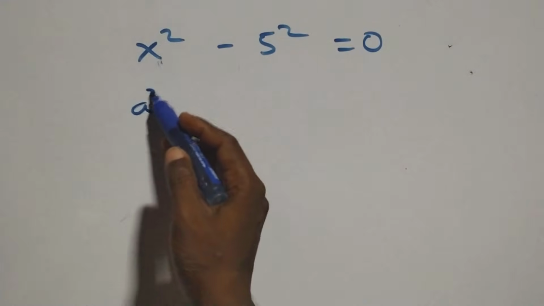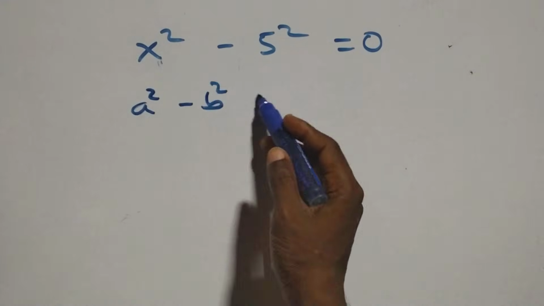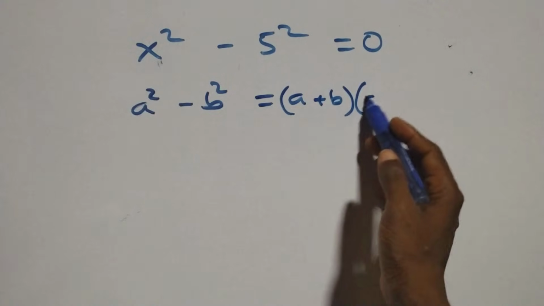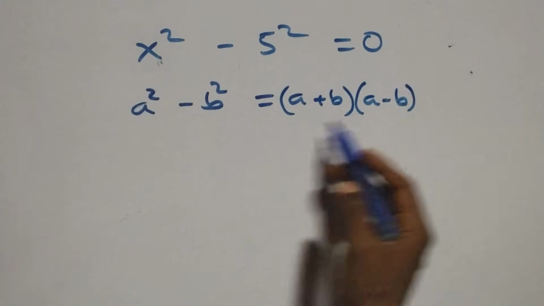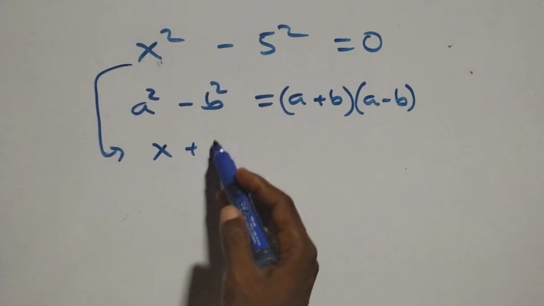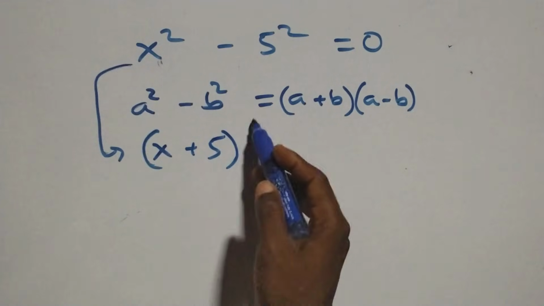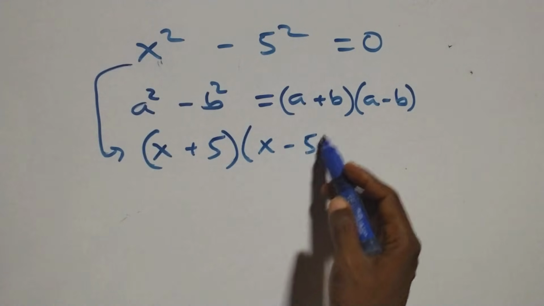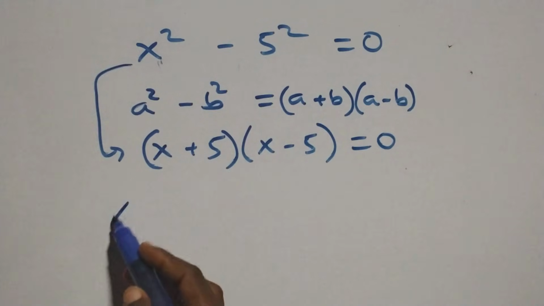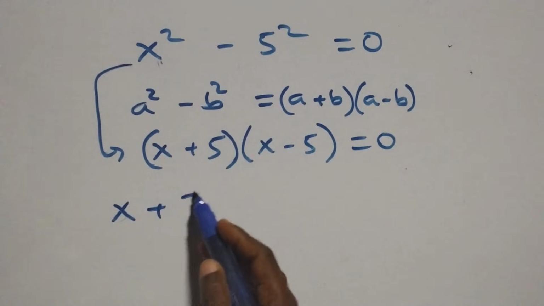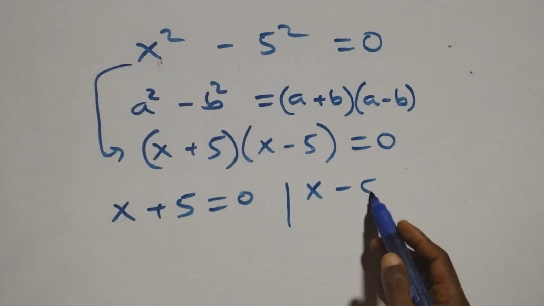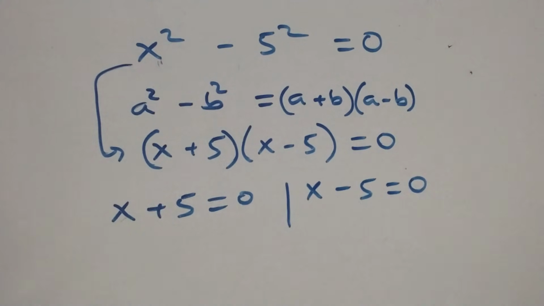This follows when we have a squared minus b squared equals to a plus b into brackets, open bracket, a minus b. Here, we write this and we have x plus 5 into brackets, open brackets, x minus 5 close brackets equals to 0. Also, we have two possible cases. First one, x plus 5 equals to 0, or we have x minus 5 equals to 0.